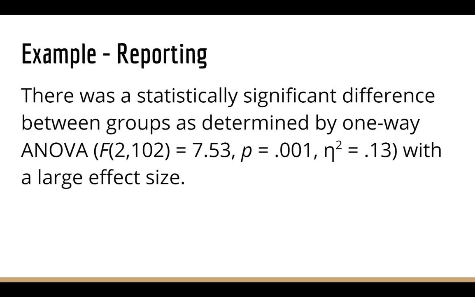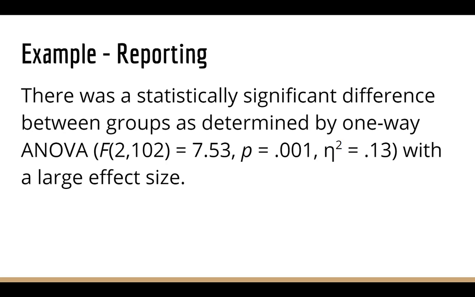And we said that it was different. So now we report it. F with the degrees of freedom 2 and 100 of 2 was equal to 7.53. P was equal to 0.001. And eta squared was 0.13 with a large effect size. So once you report eta squared, you also have to say whether it was small, medium, or large.